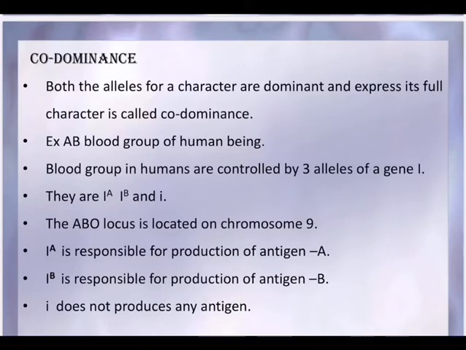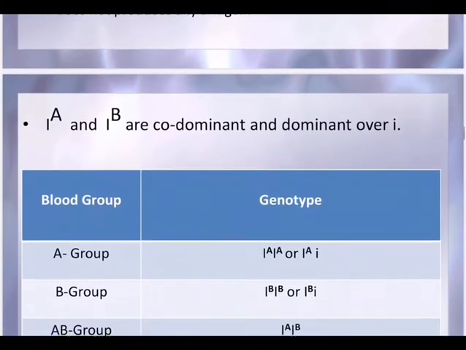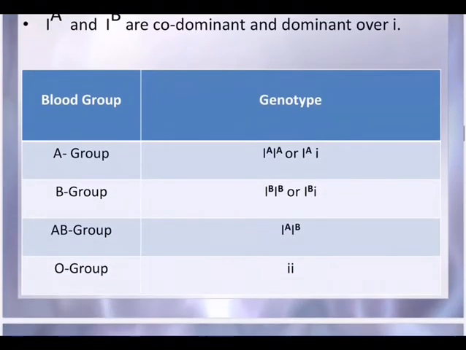IA is responsible for production of antigen A. Antigen is a protein. IB is responsible for production of antigen B. And I0 doesn't produce any antigen. Nowadays this word is very famous. In COVID-19 situations, people are going for antigen blood tests. If there is presence of antigen in the blood, that's an indication. So antigen A, antigen B, all that.